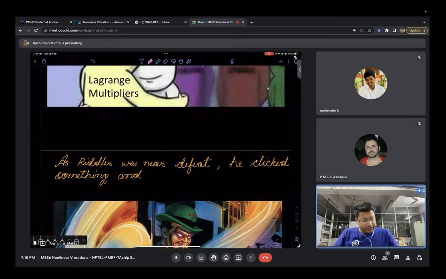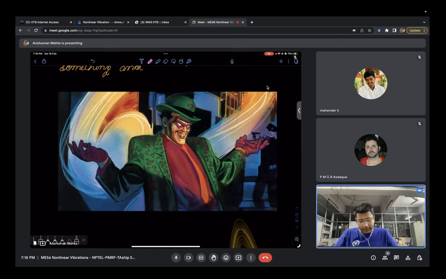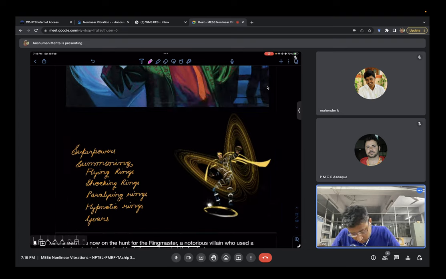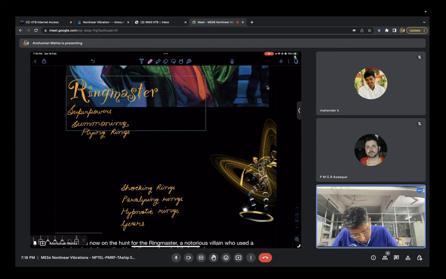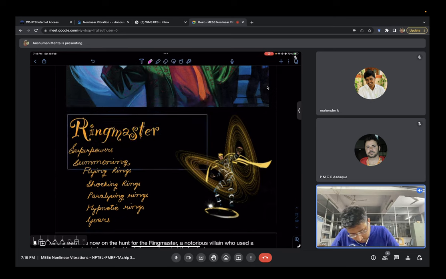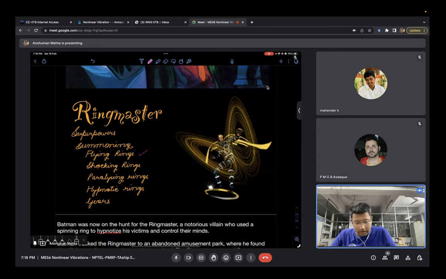Now, as Riddler was near his defeat, he clicked something, and there were lot of rings formation, and one more villain comes into the picture called Ringmaster. Now his superpowers are, he can summon things. Summon means he can make things in thin air. So he can make flying rings, shocking rings, paralyzing rings, hypnotic rings and gears. So in mechanical terms, we can say he can make rings, gears, or all these things which are having inertia. Instead of mass, now we will be looking at the moment of inertia.